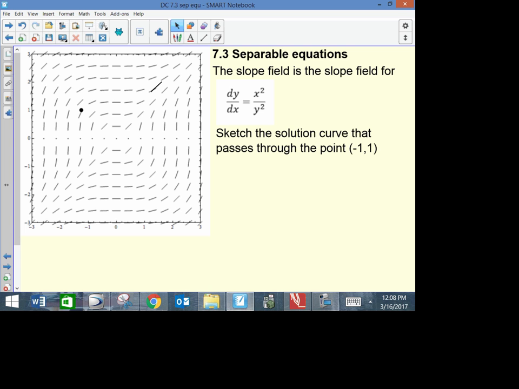Okay, you have a dot right here, which is at (-1, 1). I want you to draw the solution curve, like we've been doing. I'm going to come around and look at it.